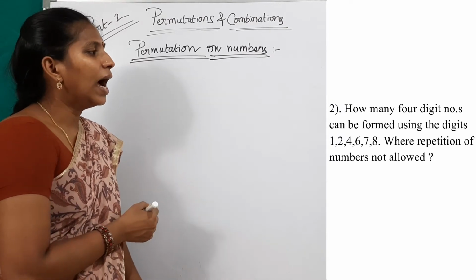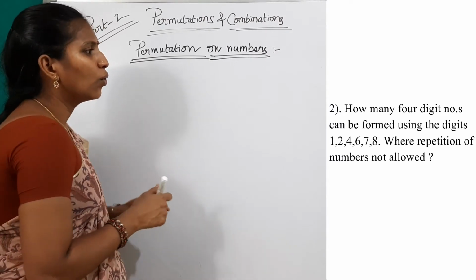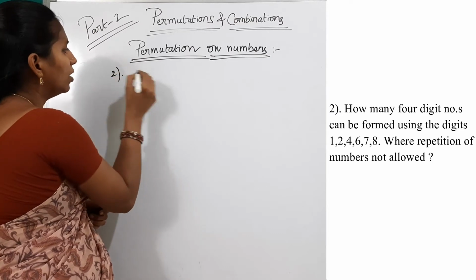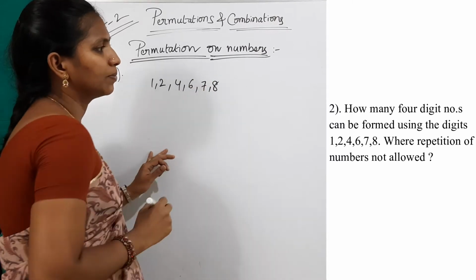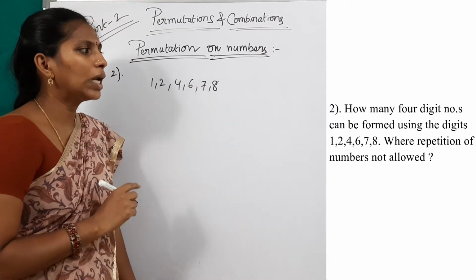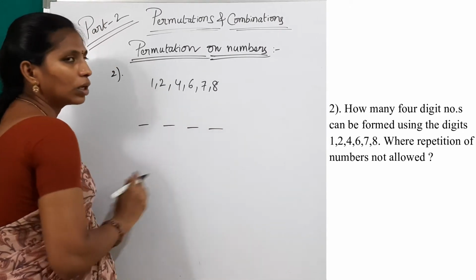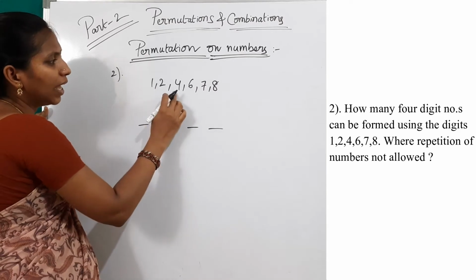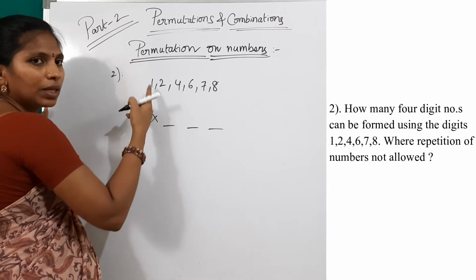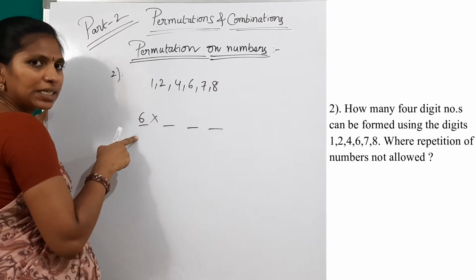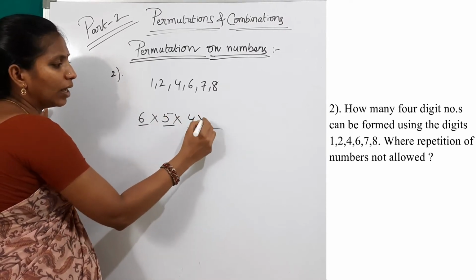See second question. How many 4-digit numbers can be formed using the digits 1, 2, 4, 6, 7, 8, where repetition of numbers is not allowed? 4-digit numbers. How many digits are there? 6. There are 6 chances to fill this blank. From these 6 digits, 1 is placed here. Remaining 5, there are 5 chances. And remaining 4. Remaining 3.